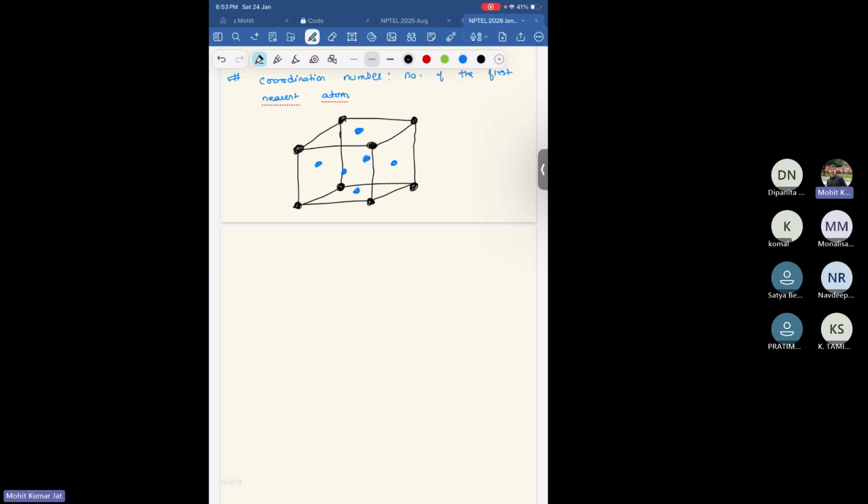Now, if you have to ask the coordination number, then these four are, let me choose some other color, these four are there. One, two, three, four. They are the nearest. Then this atom is also equally distant. This one, and this one. So 4 and 4, 8. Similarly, here these atoms will also be there, right? Of the next unit cell.